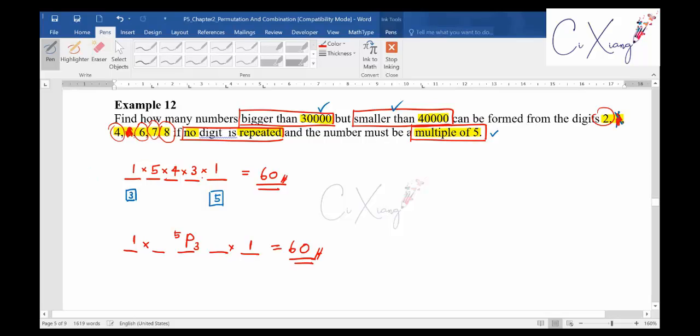Okay, so I just want to show you that this method can be used, and this also can be used. So this is where I apply the P. So that means you think that way: you're having 5 digits available and you want to arrange only 3 of them, 3 of the 5 digits. So you write it as 5P3.